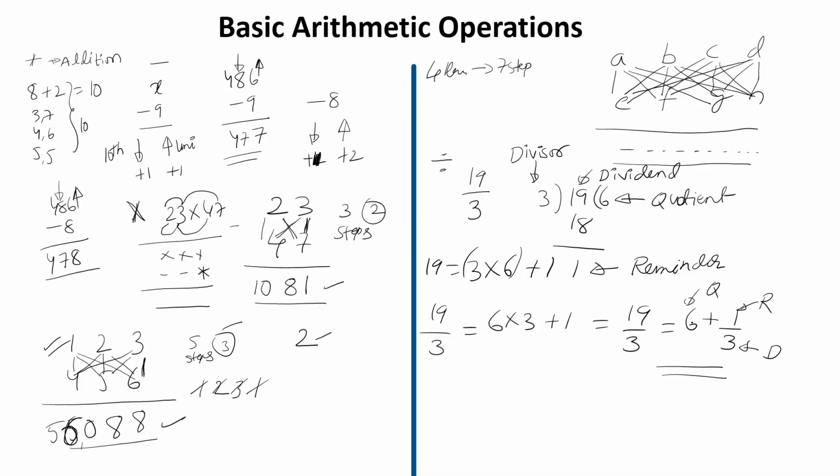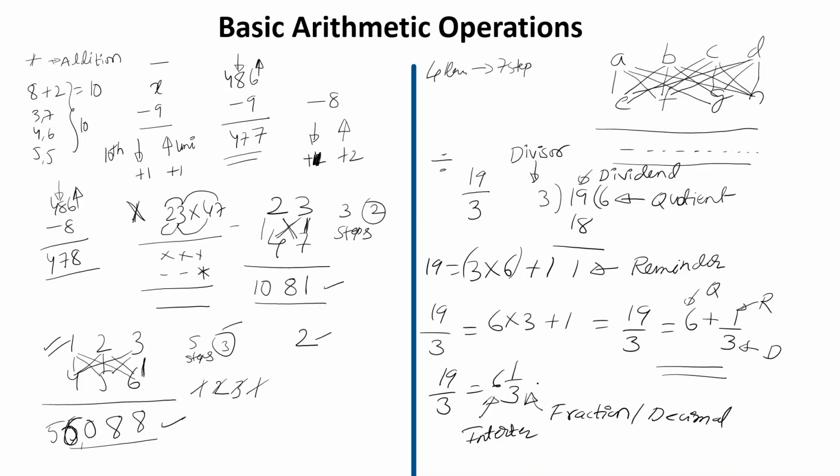See, 3 6 18, 18 plus 1 is 19 upon 3. The denominator is 3. So I can eliminate in the different notation. So 19 by 3, now I will eliminate the plus symbol. So 6 1 by 3. So I can write it in this manner also. Now we understood this is the integer part, what we discussed in the decimal number, and this is the fractional part or decimal part.